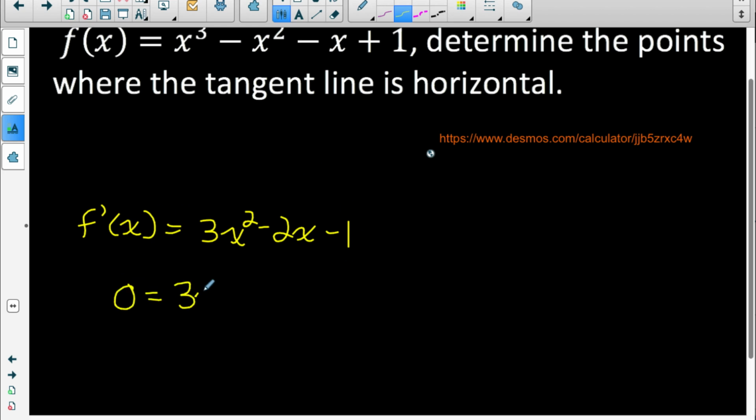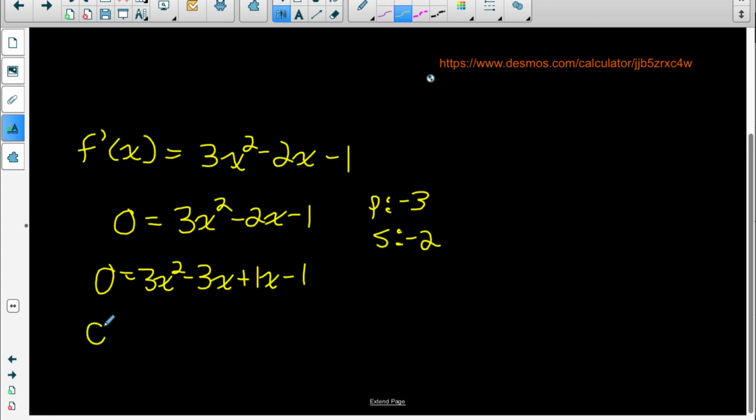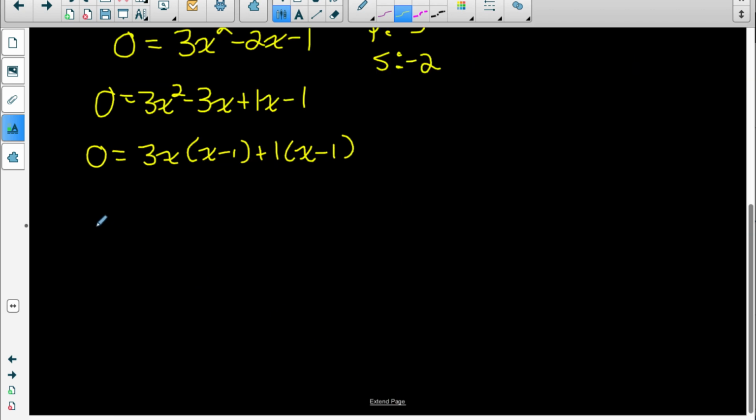So now I just have to solve this equation. And this is a quadratic that I could factor, right? I'm looking for a product of negative 3 and a sum of negative 2. And the numbers that work are negative 3 and 1, so I split the middle term, and then I factor by grouping. Common factor a 3x from the first two terms, and common factor a 1 from the last two terms, and I get a common binomial, which I could factor out, and I get x minus 1 times 3x plus 1.